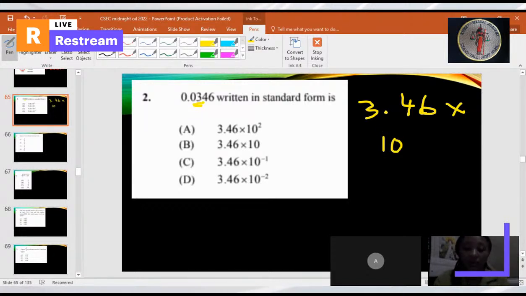How many places would we need to move back to get it? Sorry, in this case, we'll be moving back to the left to get it to where it was. So if we're putting the decimal here, we would have to move back 2 places to get it to where it originally was. Since we have to move back to the left, it's negative, so that would be 10 to the negative 2. And that is D.